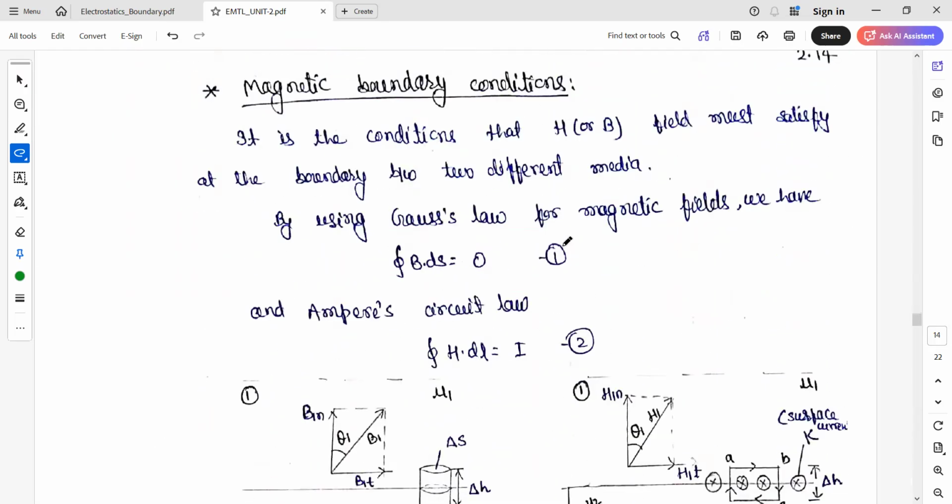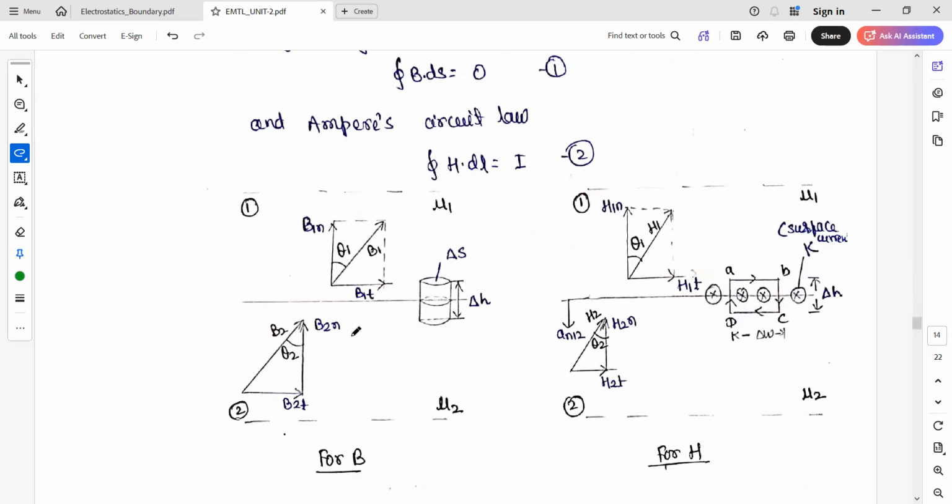Now the magnetic boundary conditions, this is also very important here. By using Gauss's law, the integral of B dot dS over the closed surface equals 0, and from Ampere's law, the integral of H dot dl over the closed path equals I. So similarly to electrostatics, here also we have tangential and normal components for the flux density as well as the magnetic field intensity.